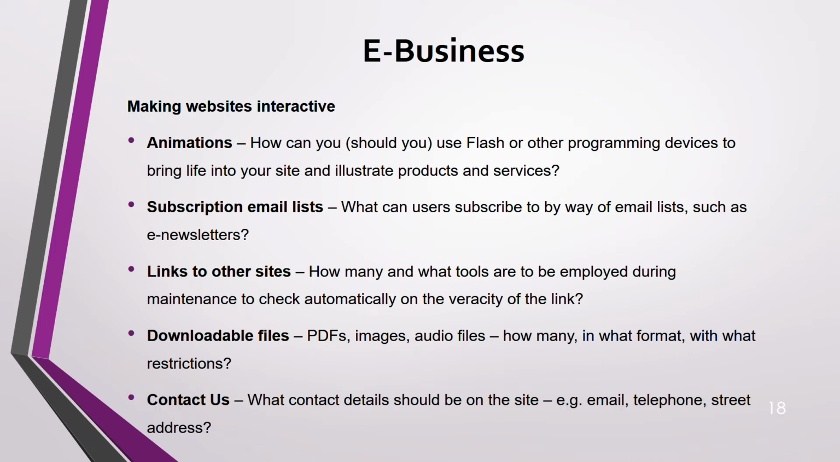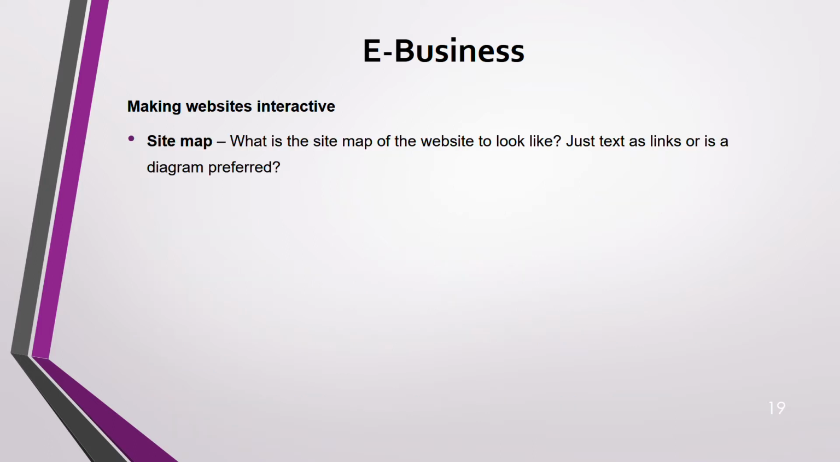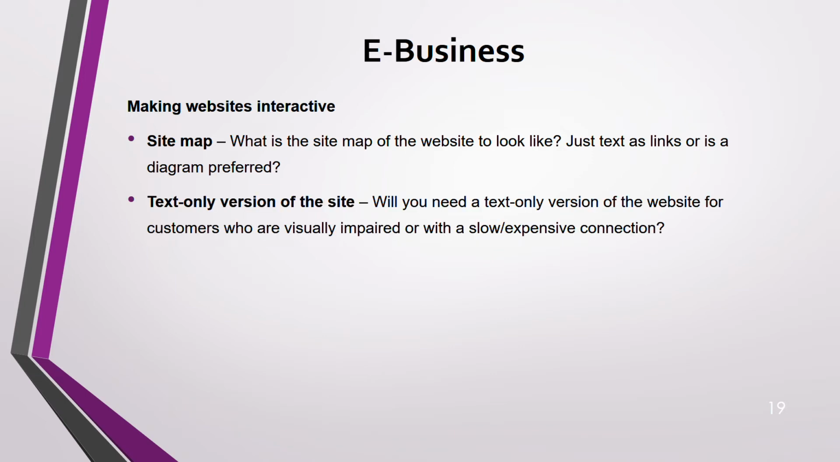Then contact us. Go to any web page which has all those features. Some might have some, some might not. Just go through two or three web pages and you can understand this better. Contact details may include email, telephone, or address. Then a site map is also sometimes there. Most of the time maps are there, and you will see their location. Maybe a link is there or a diagram is preferred. A text-only version of the site is sometimes there. Will you need a text-only version?